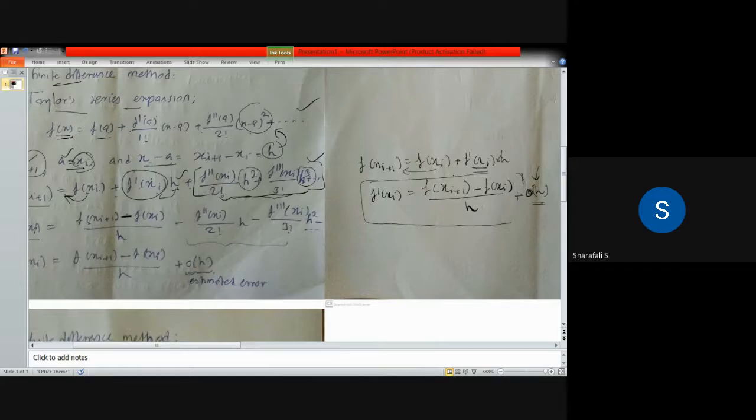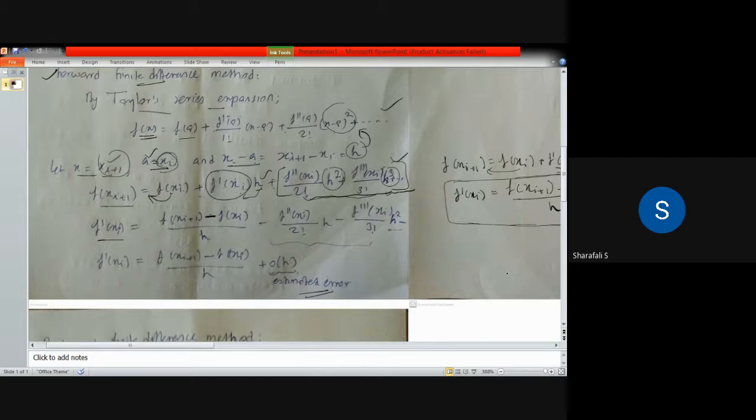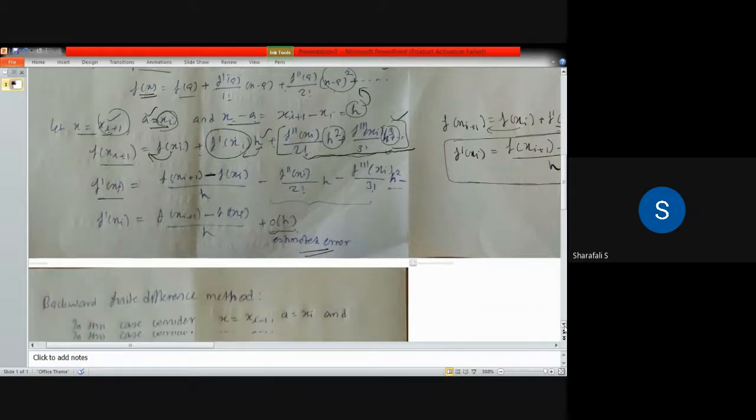So this is the equation for first order differentiation, and in that differentiation you will have some error because you have neglected the higher order terms. Some small value may come, but you have neglected that, so that can be considered as the estimated error here. That is in the order of h. That's why we are getting an error which is in the order of h.